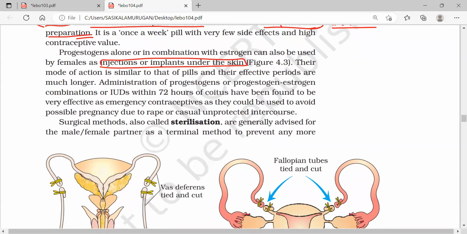Administration of progestogens or progestogen-estrogen combination or IUDs within 72 hours of coitus has been found to be very effective as an emergency contraceptive. Once coitus takes place, within 72 hours, if they are administered, the pills or IUDs, then they are effective. Okay, they will control the pregnancy. They are emergency contraceptive methods.